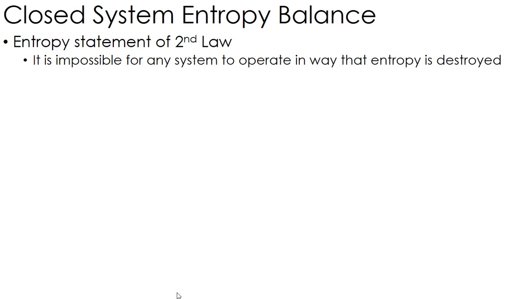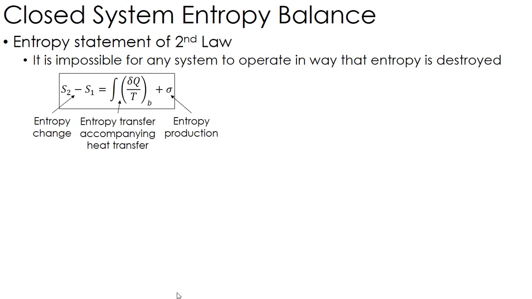it is impossible for any system to operate in a way that entropy is destroyed, okay? So that's another way to frame the second law, and that leads to the main equation that we're using for a closed system for the second law, and that is given here, where I have S2 minus S1, which is the change in entropy. These are the properties of the system. This is what I'm looking up in the tables.